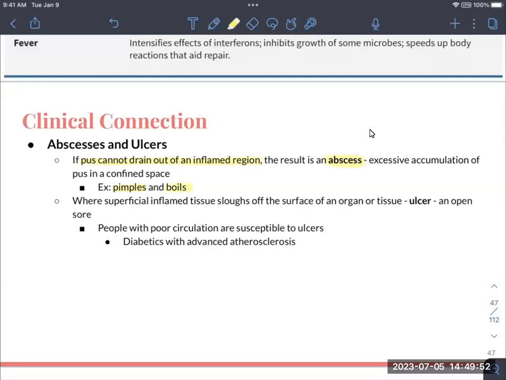So an ulcer is where that tissue, like superficial tissue in an organ, sloughs off because of something, and you end up with like an open sore in the area. People who have poor circulation are more susceptible to ulcers. Atherosclerosis causes poor circulation. That can even lead to more types of ulcers.